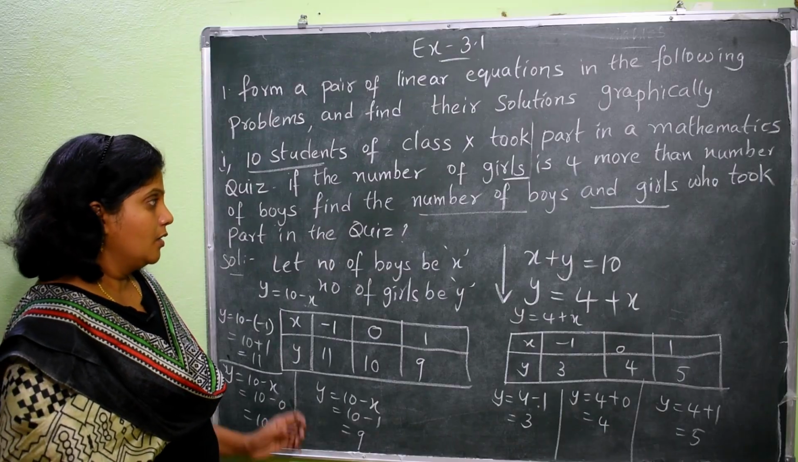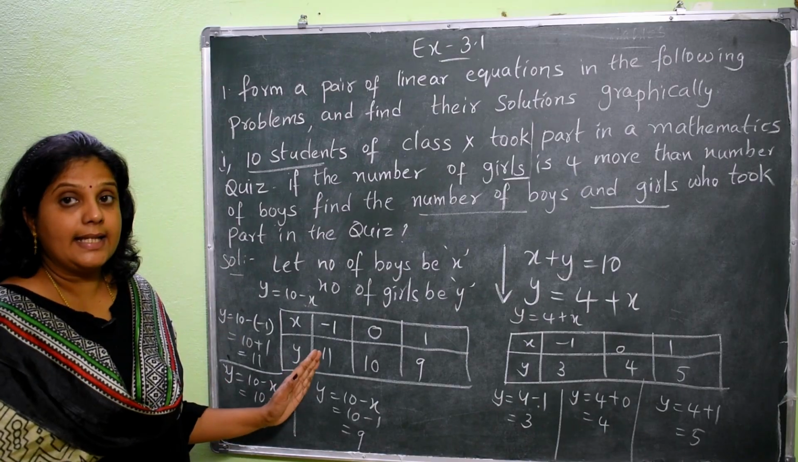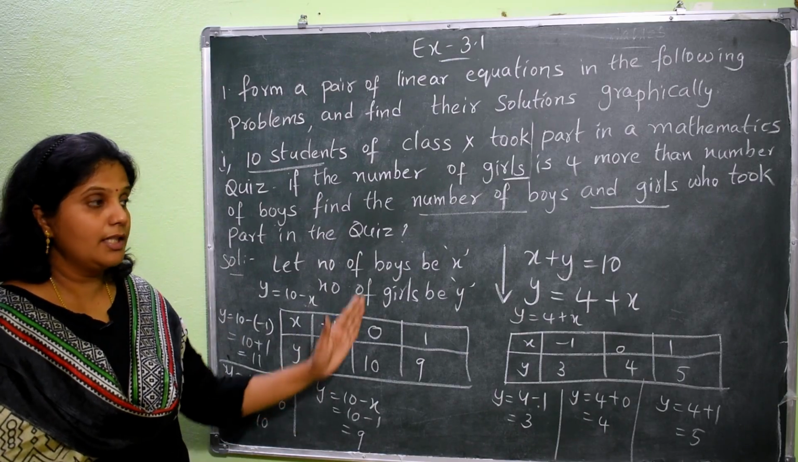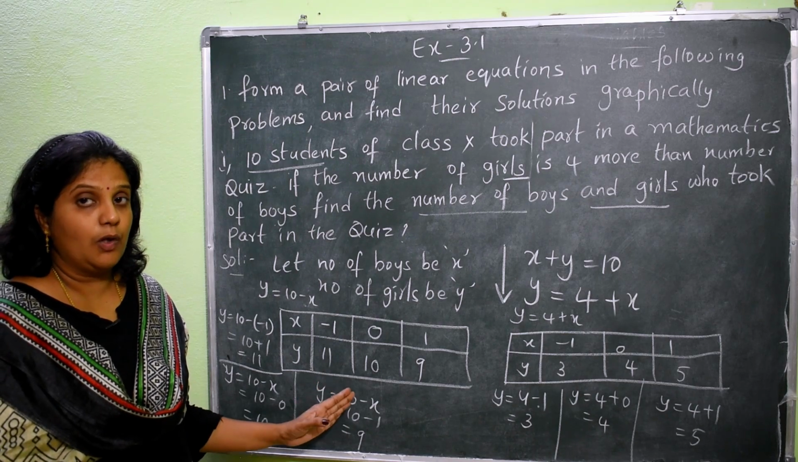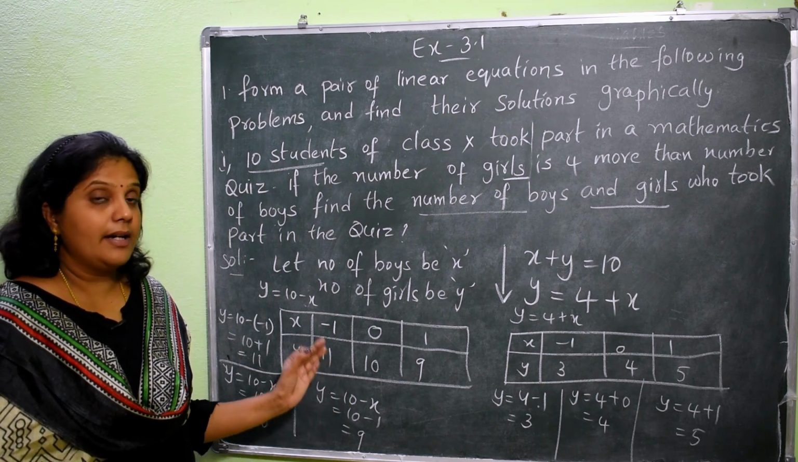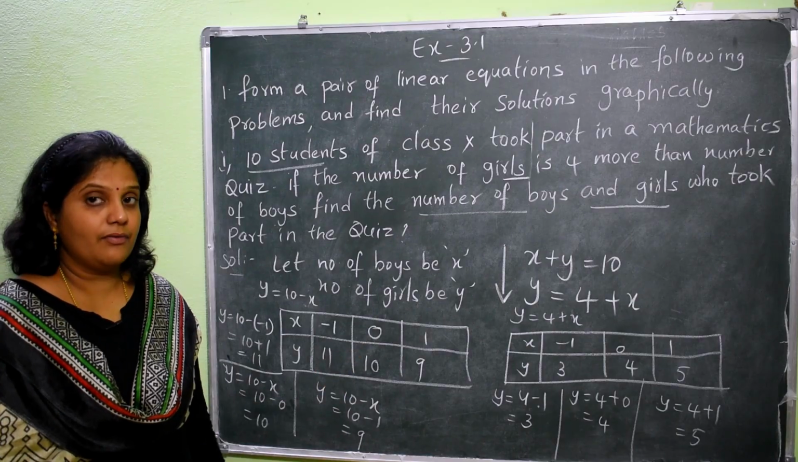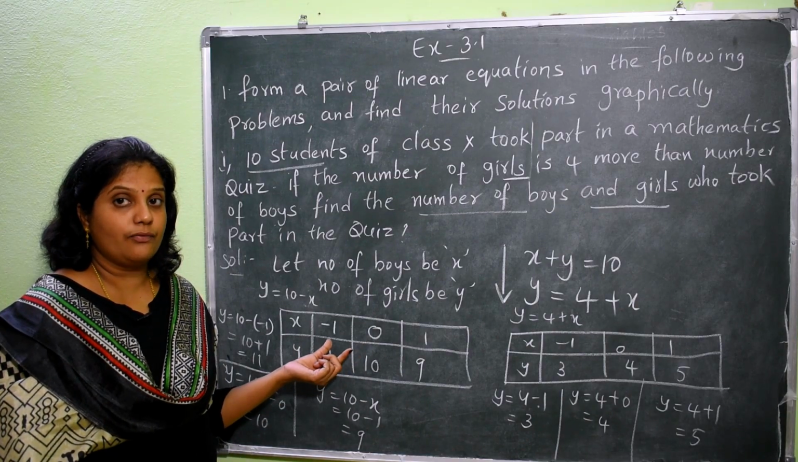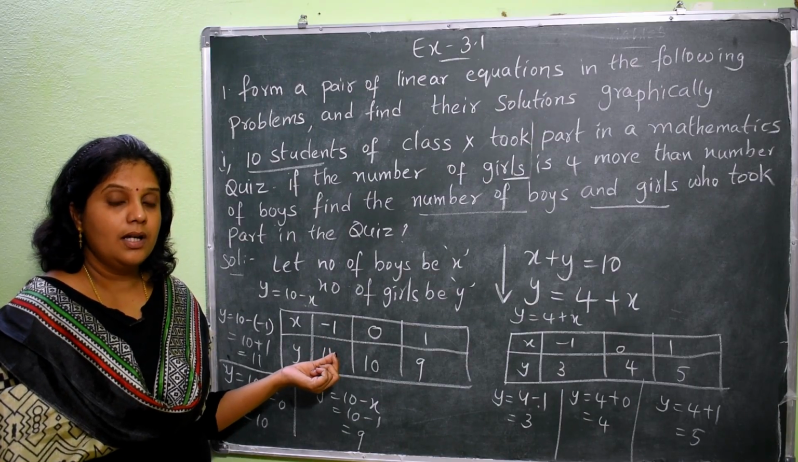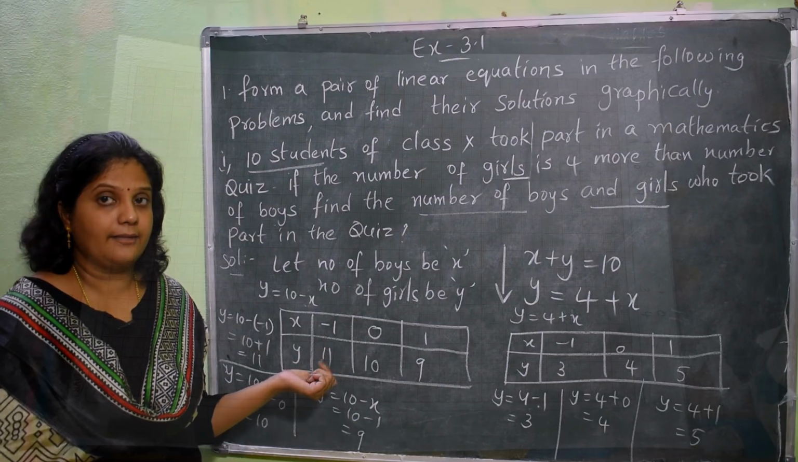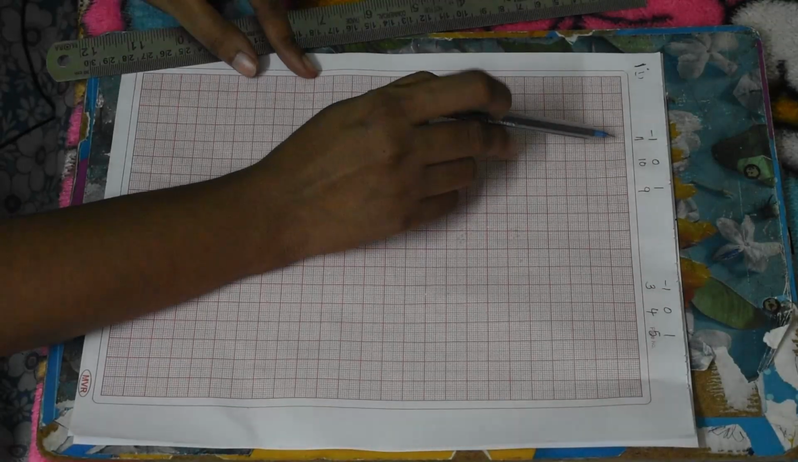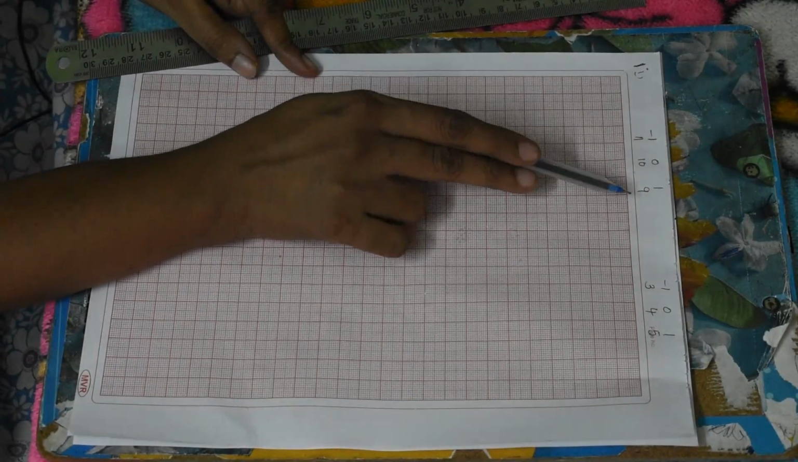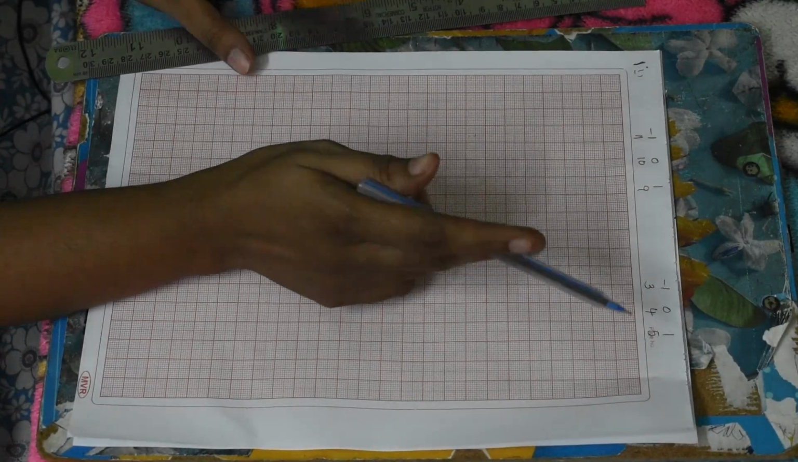Okay. So these are the tabular values we have got for these two equations. When we plot these values in the graph, definitely at some place these two graphs will intersect. Where it is going to intersect, that is the solution of these two equations. Understood? So let's look into the graph. Whatever table values we have got, I am writing the table values here.